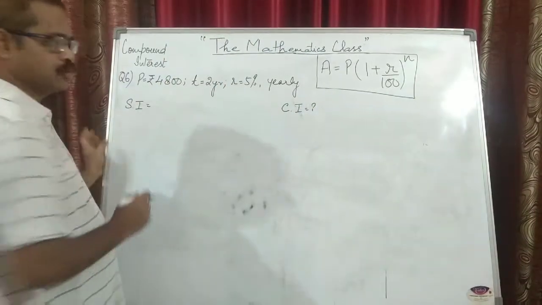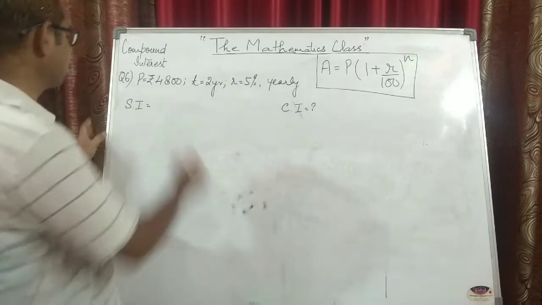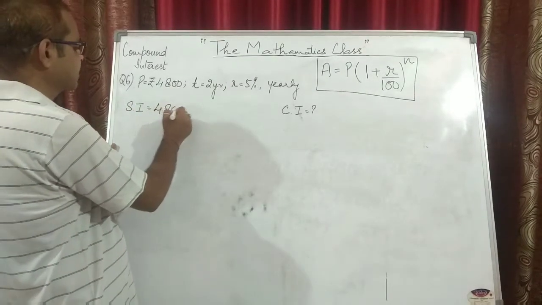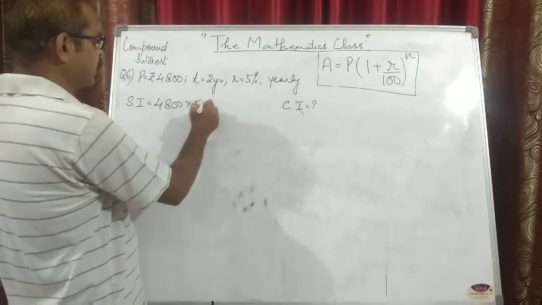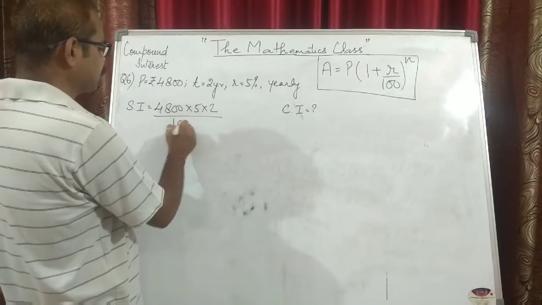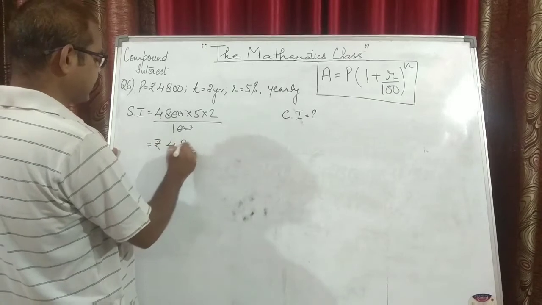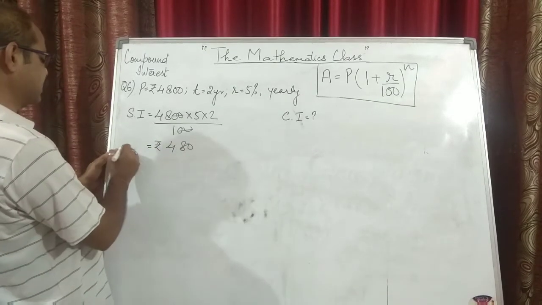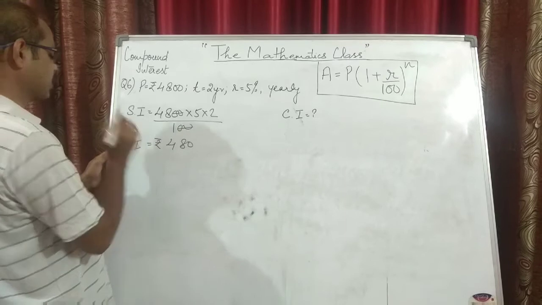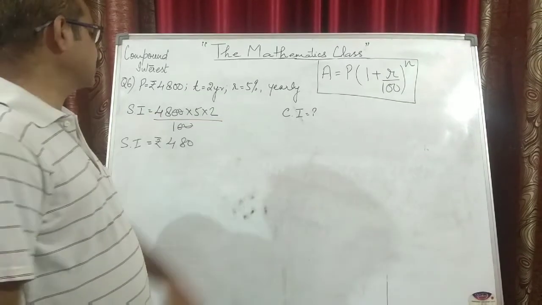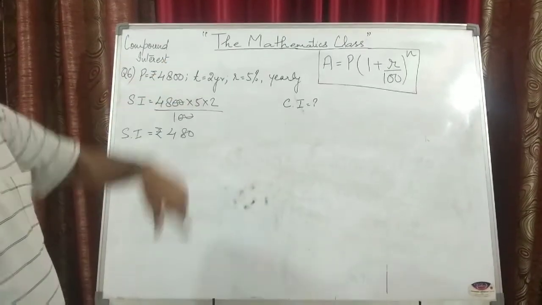So the simple interest formula is P into R into T upon 100. So I am writing P into R into T upon 100. 5 2s are 10. So interest is rupees 480. 480 is the simple interest. You got the value.